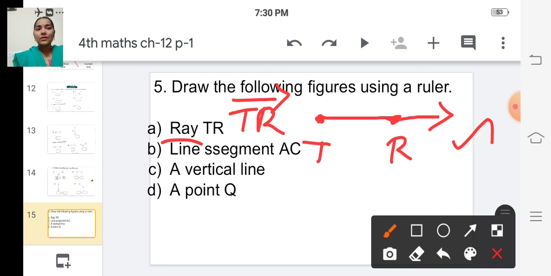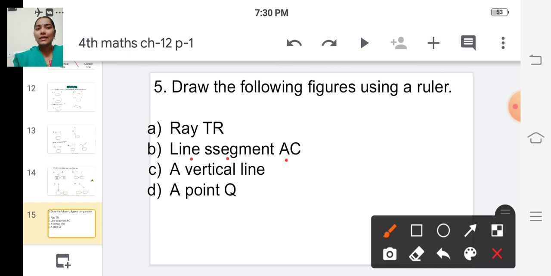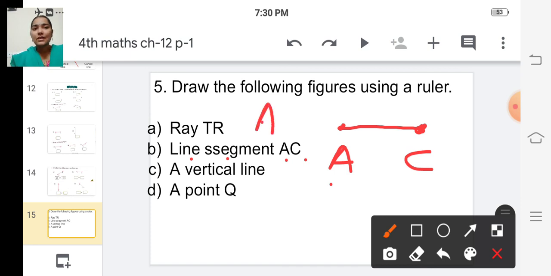The next one, B, line segment AC. So first you have to put 2 points. Take 2 points A and C, and you have to join these 2 points. So this is the line segment AC, and it can be written as AC bar.